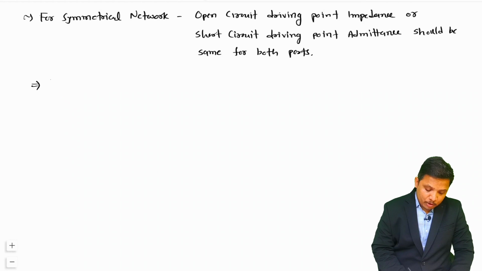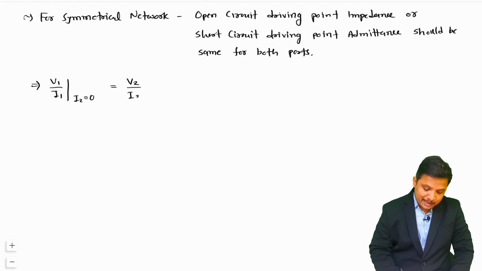Now, what is open circuit driving point impedance? At port 1, the impedance will be V1 by I1, and for open circuit at port 2, I2 should be 0. That should be equal to the open circuit driving point impedance at port 2, that is V2 by I2, and for open circuit at port 1, I1 should be equal to 0.